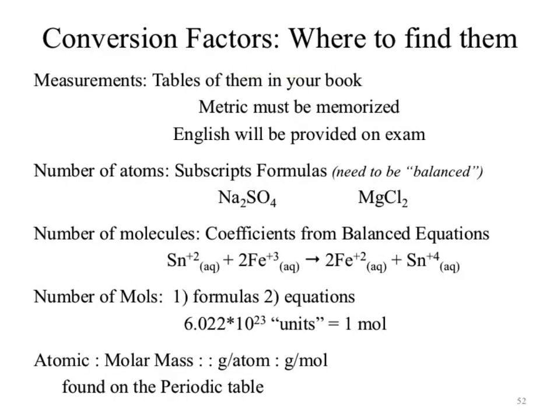Another idea on a separate way to find where our conversion factors are is number of atoms. Your formulas tell you the number of atoms. Okay? Number of molecules. So you can relate molecules to each other from a balanced chemical equation. You can do moles. Moles are just a very large number of atoms. So you can get that information from formulas and equations. You could also get it through using Avogadro's number. Okay? If you're given a large number of molecules. Atomic or molar mass, depending on what you're trying to look at.